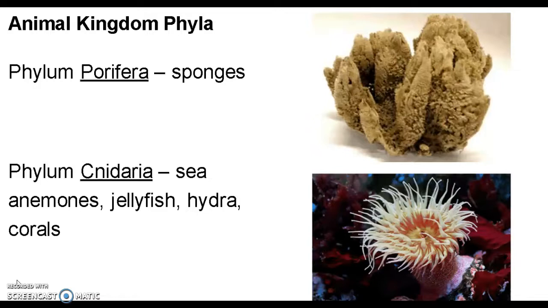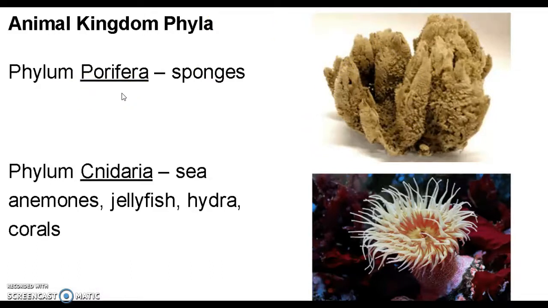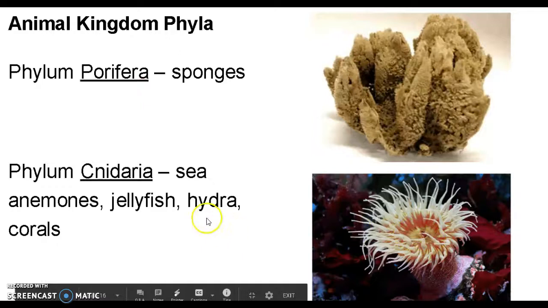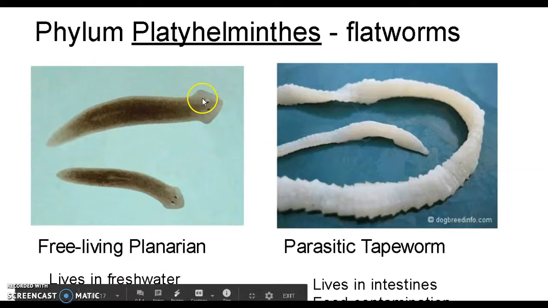So the earliest, most primitive animals are sea sponges. They're animals, and they are the phylum Porifera. Next, we have phylum Cnidaria. These include things like the sea anemone, jellyfish, hydras, and corals. Next, we have phylum Platyhelminthes. These are flatworms. One example is this planarian. I think these are so cute. They're little worms that live in fresh water.